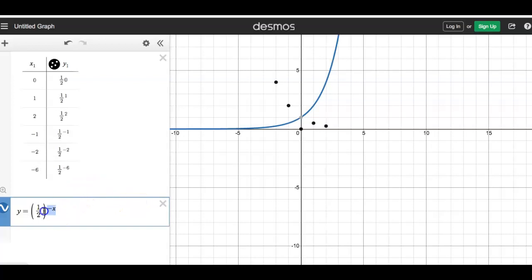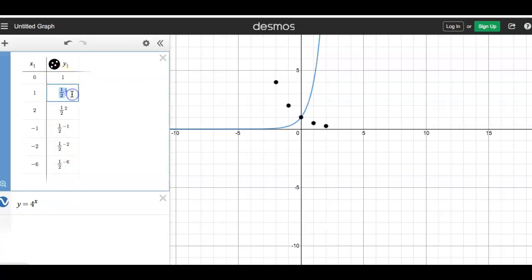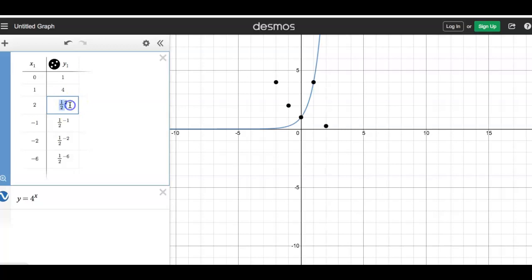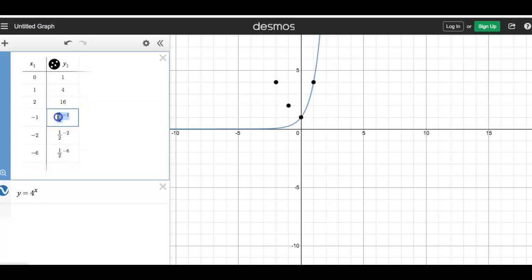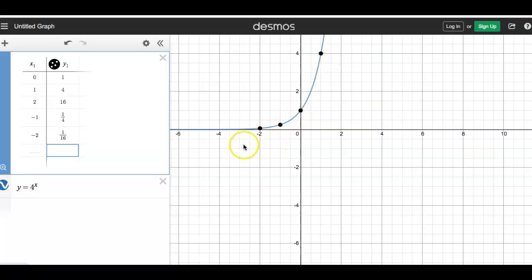If I tell you to graph something like y equals 4 to the power of x on a quiz, you will need to make a table of values. So you would need to say that that's 1, and that's 4, and that is 16, and then that's 1/4, and then that would be 1 over 16, and you would not need to do something like that, okay? And you'd plot those points, and then you would sketch that in there.